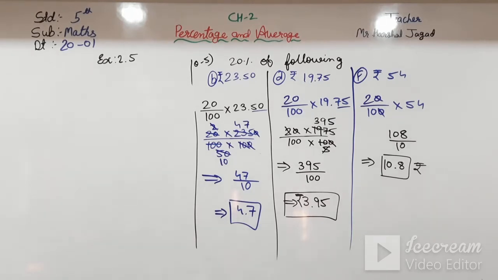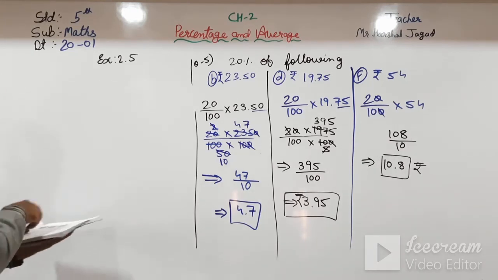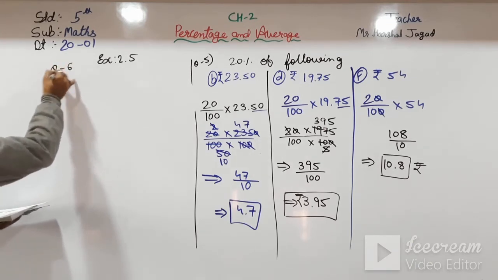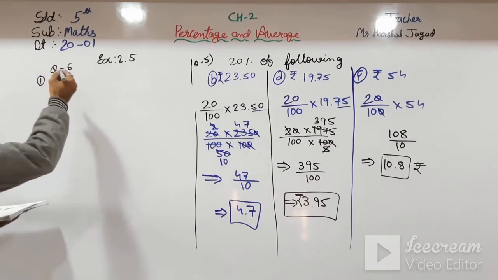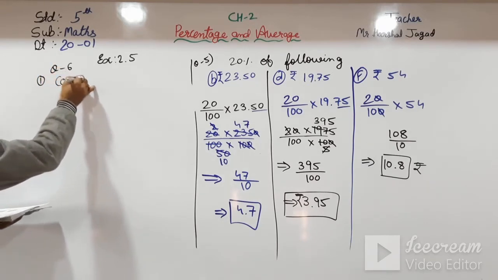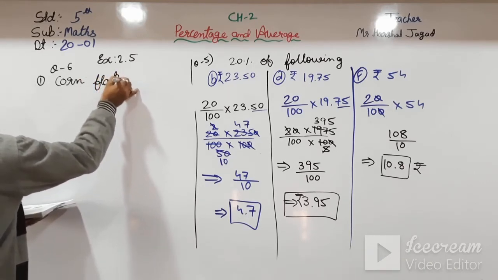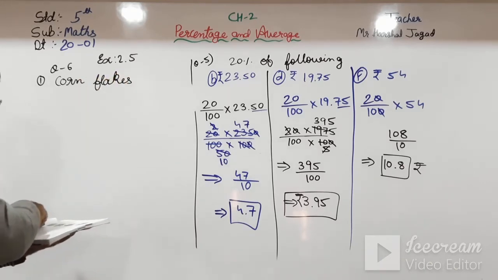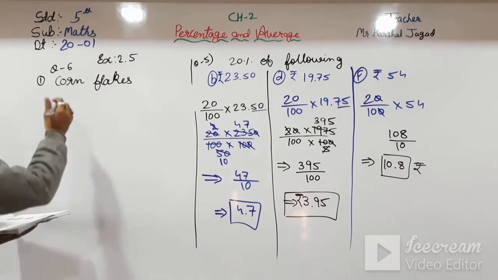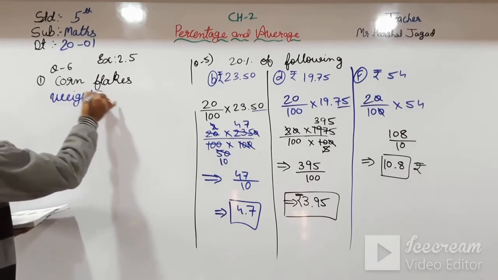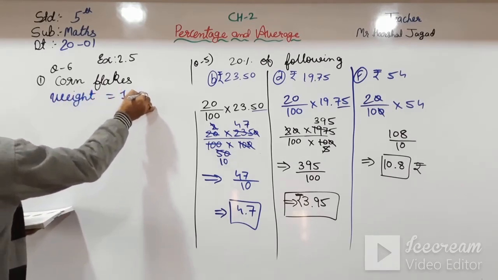So here you can see in question number 6, the first one is cornflakes. I am just writing that cornflakes, of 1 kg weight, is equal to 1 kg.